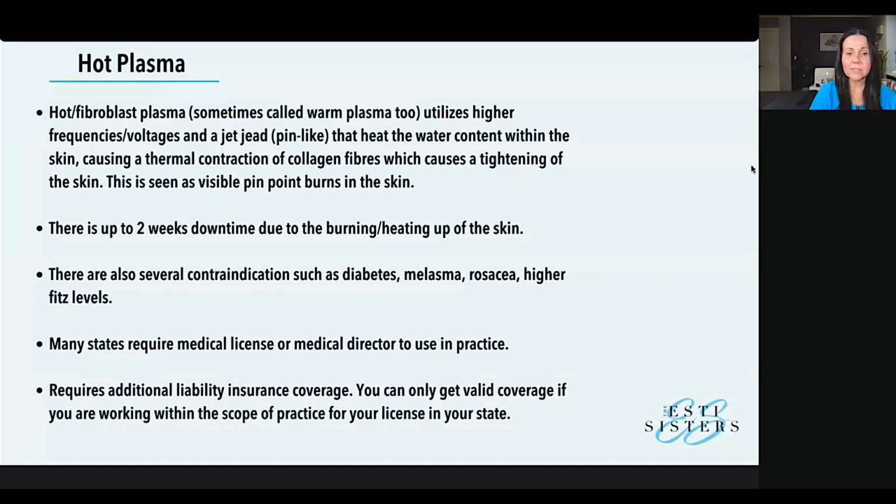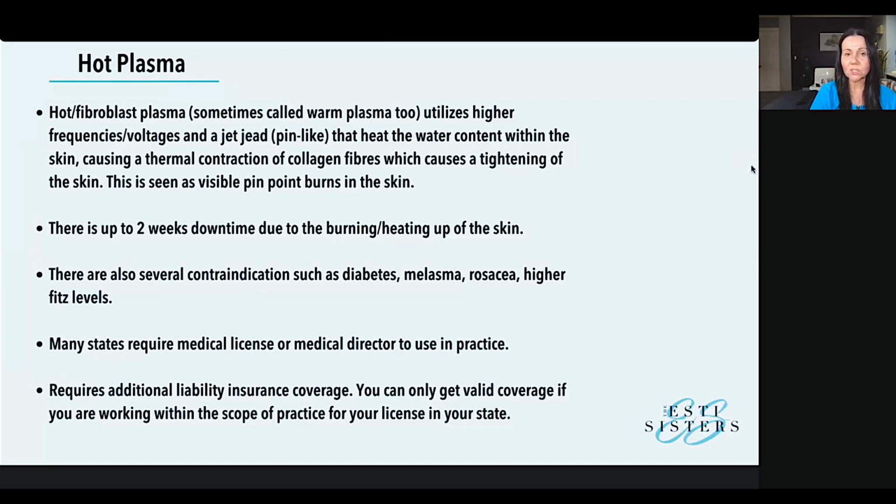So there's about 2 weeks of downtime due to the burning and heating up of the skin with hot plasma, or fibroblast plasma. Again, several contraindications like diabetes, melasma, rosacea, higher Fitzpatrick levels. Many states, again, require a special license. And then again, you need to make sure that you're covered within the scope of your practice to perform that treatment. So we do not have to worry about that.